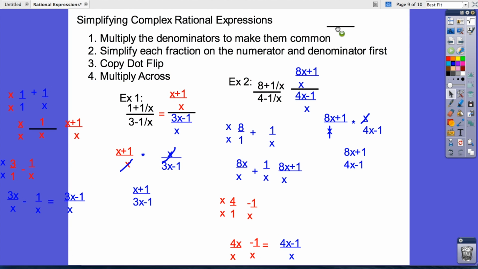And just to make sure I make this clear, just because the 8 and the 4 have a common factor, you cannot cancel out the 8 and the 4 because they are connected to the plus 1 and the minus 1.